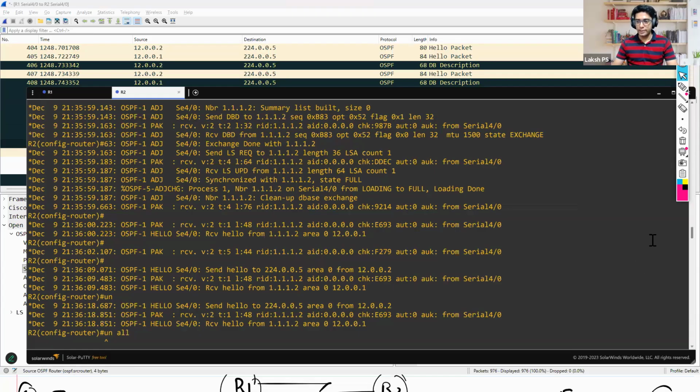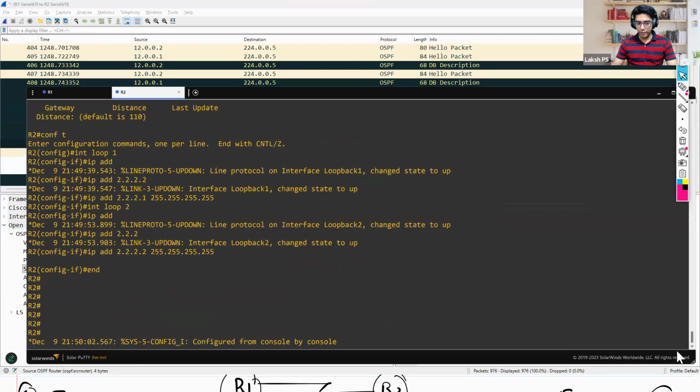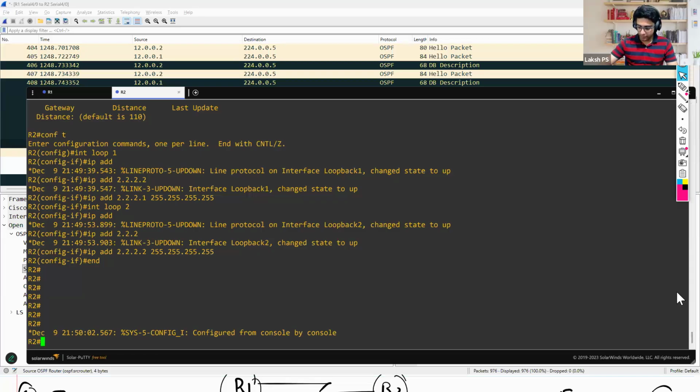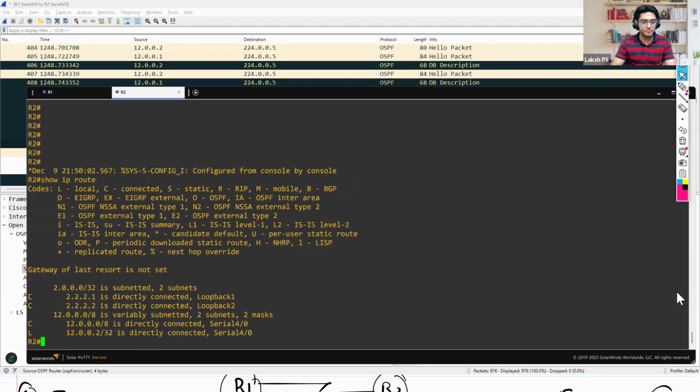Okay, and now let's check when they have exchanged the database. That means R2 has shared the information of its connected links to R1, and R1 has shared the information or the database of its connected links to R2. So R2 should know about R1's loopback addresses, correct? Let's check. Show IP route.